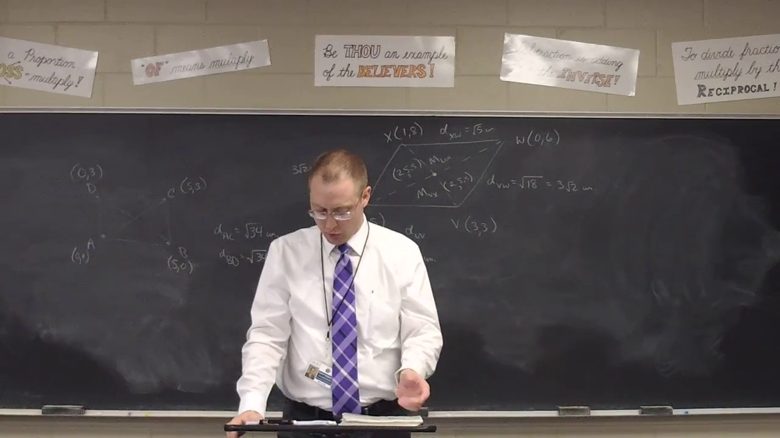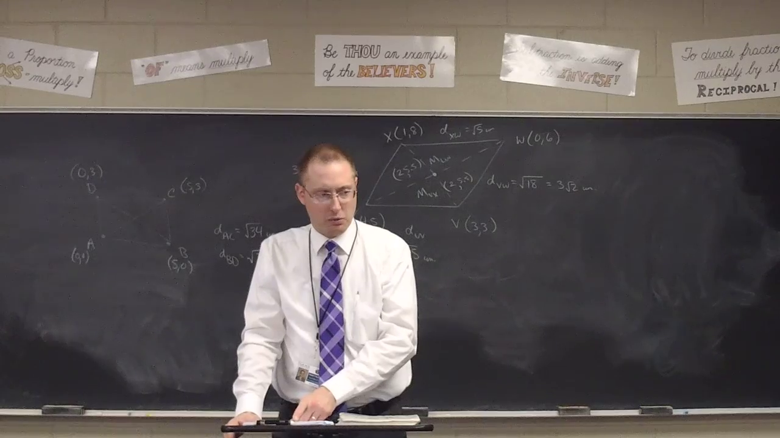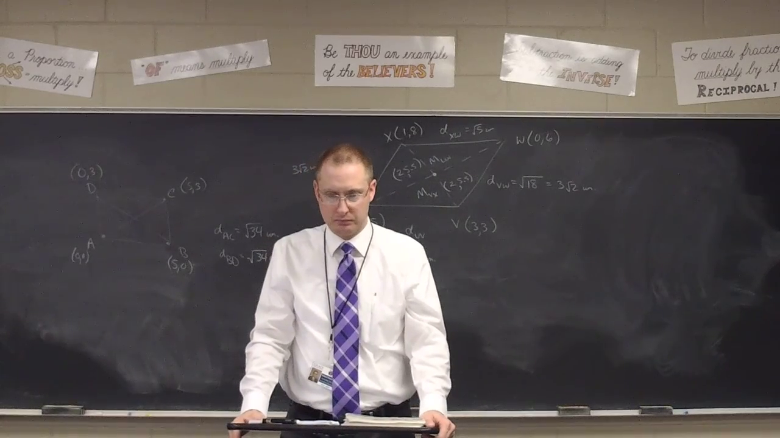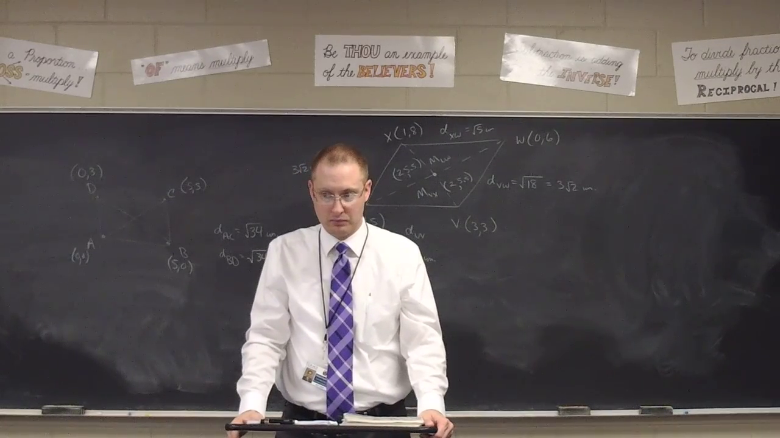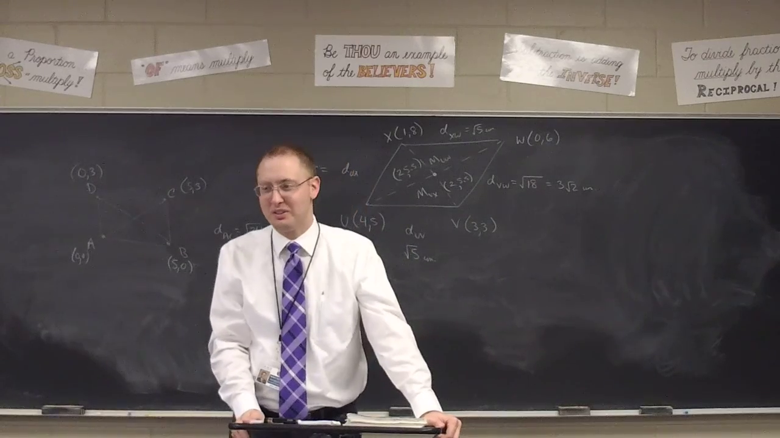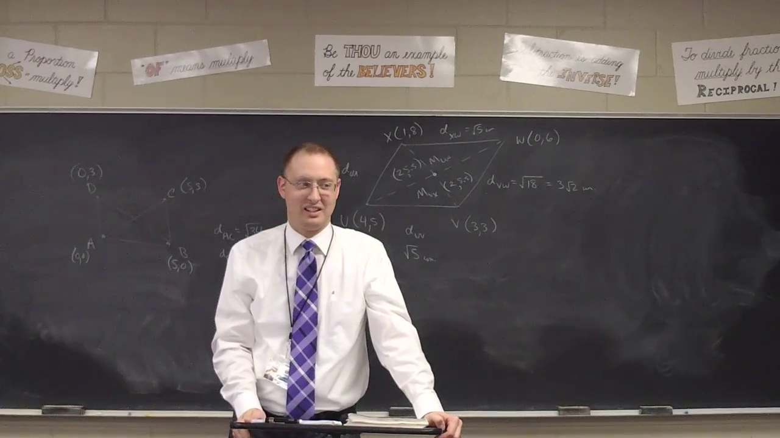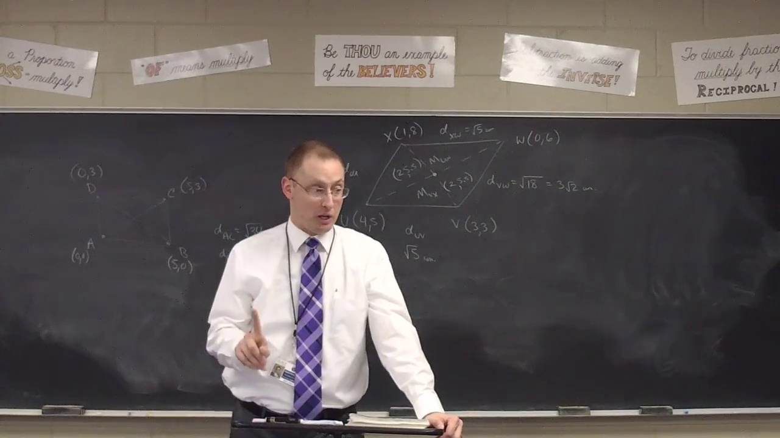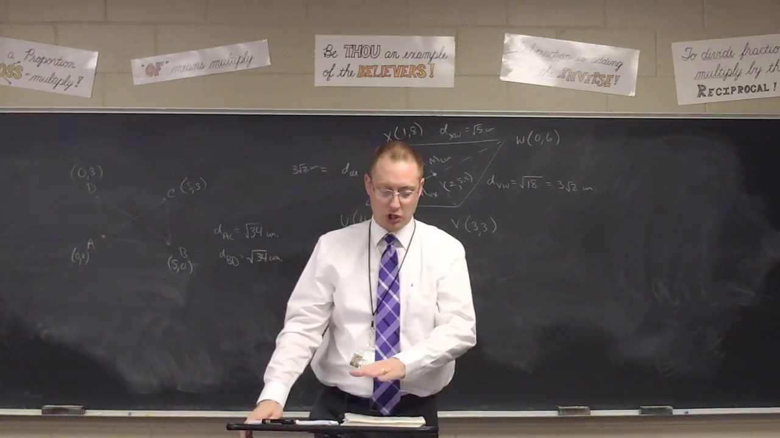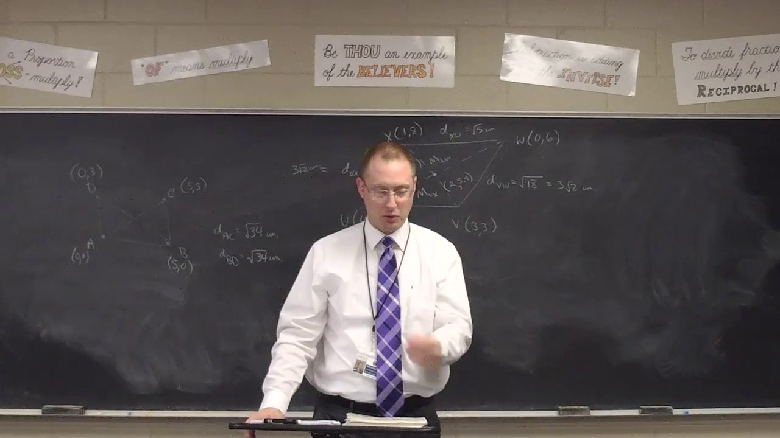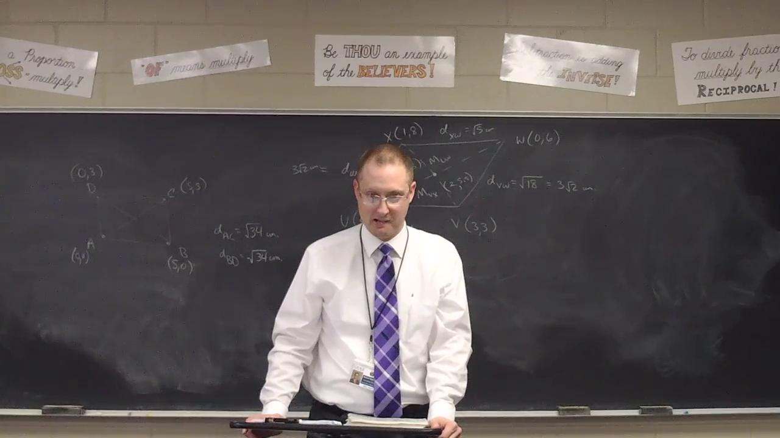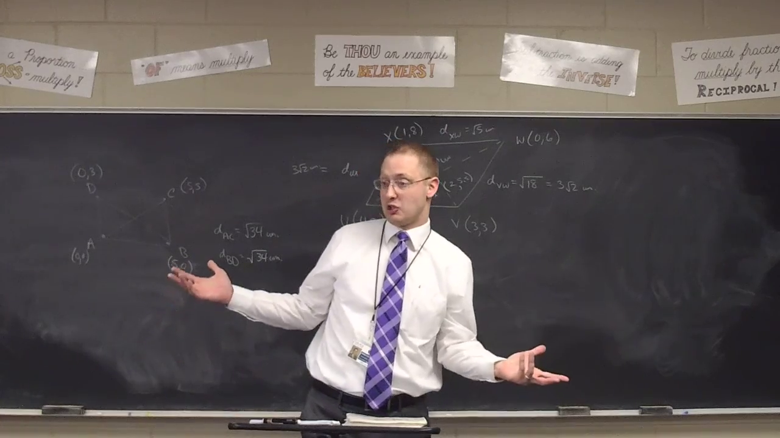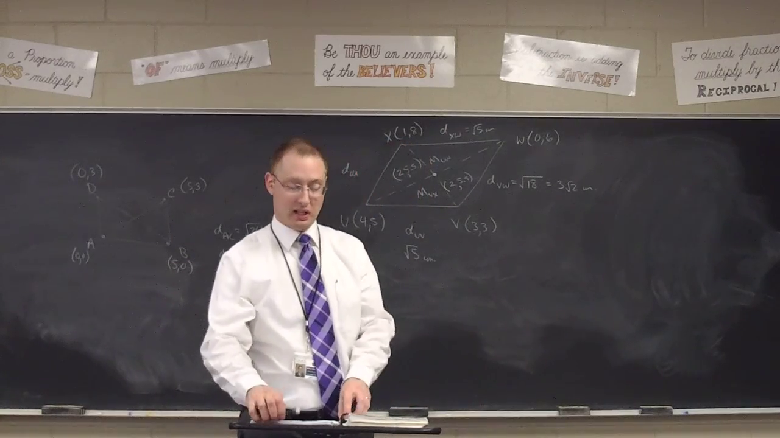That means triangle. But to show it's isosceles, what does that mean? What does isosceles mean? 2 sides are equal. And so what do I need to do to show that these 3 points give me 2 equal sides? Find the lengths of all 3 sides, and 2 of them should come out equal. If they do, it's isosceles.